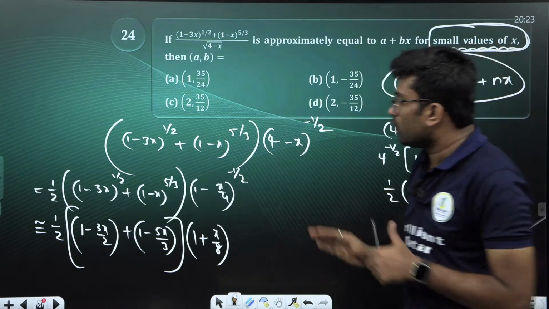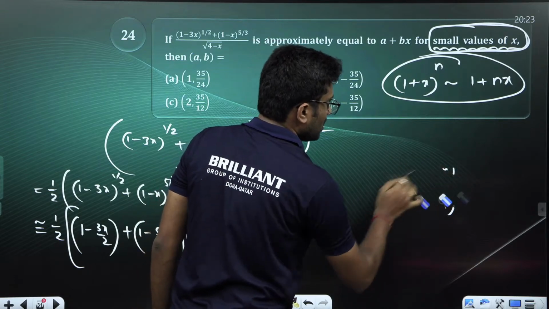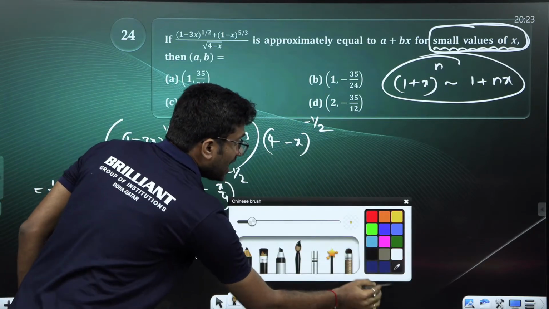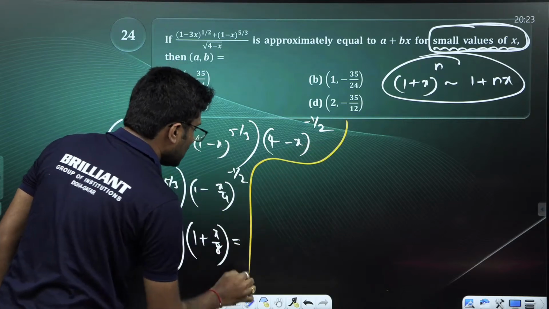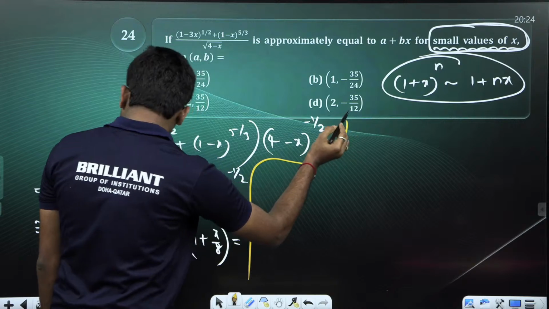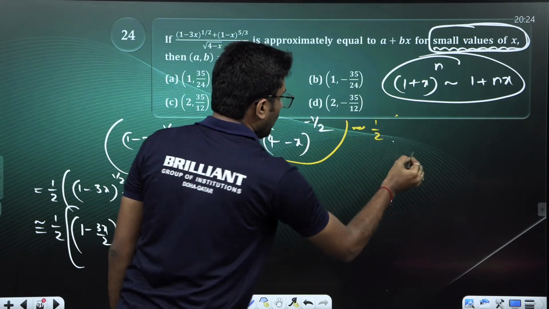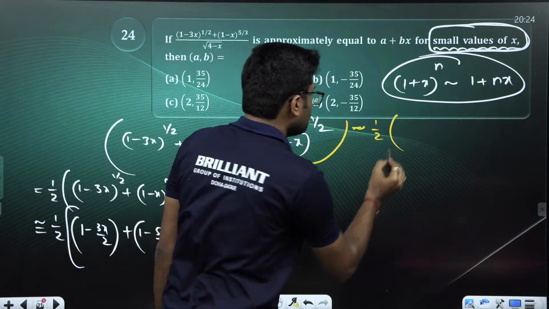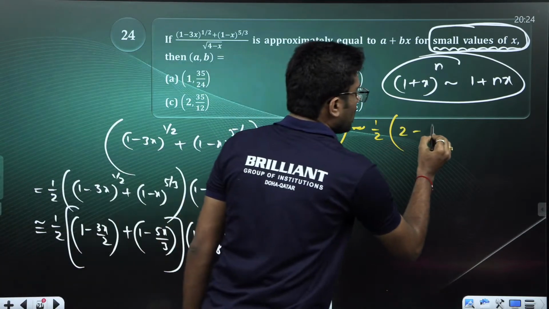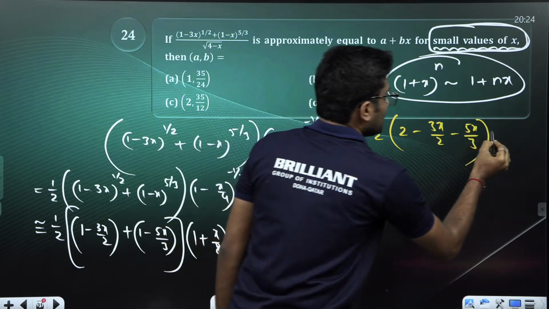Now, how do we multiply this particular thing? See, guys, again high powers. Even in multiplication, if you come across some high powers, then also you're supposed to eliminate. So that becomes approximately equal to 1/2 of 1 plus 1, that becomes 2, minus 3x/2 minus 5x/3, into 1 plus x/8.